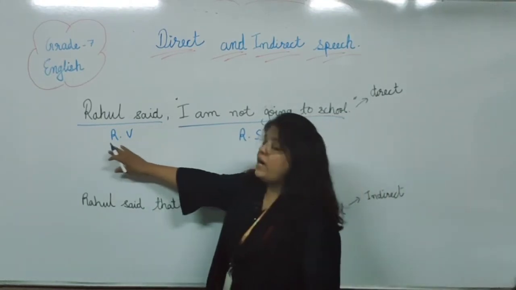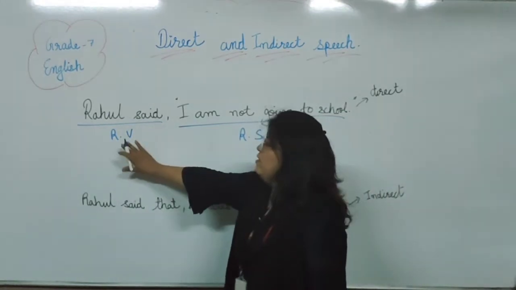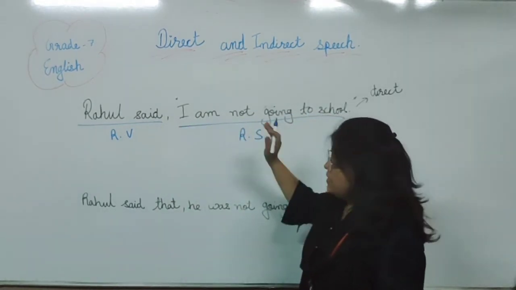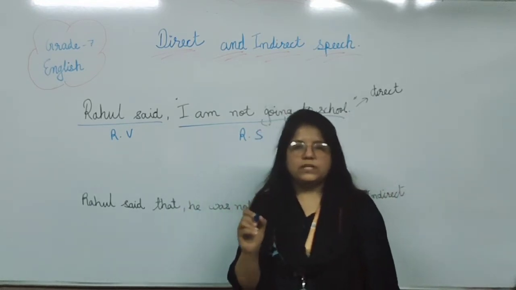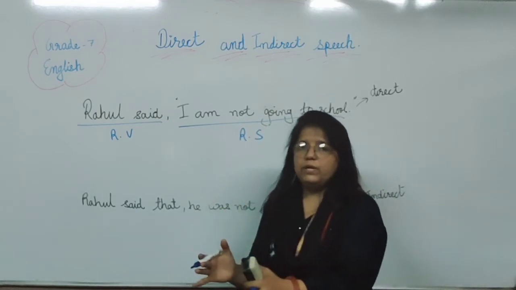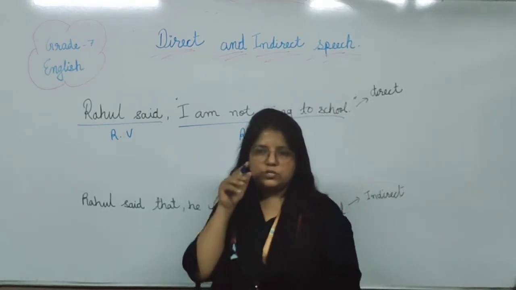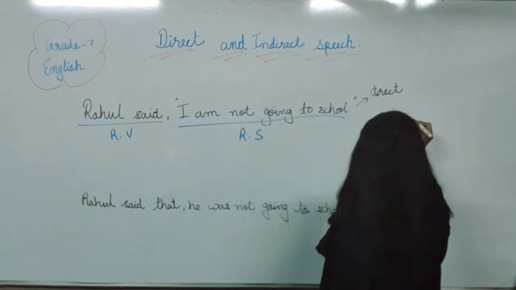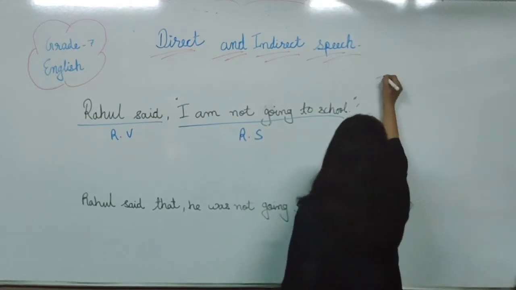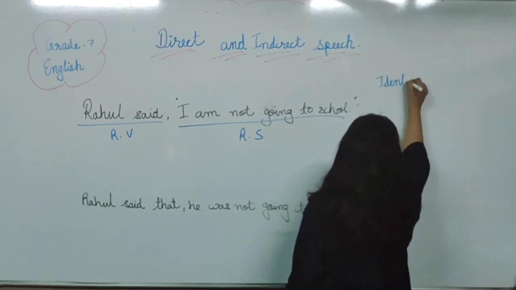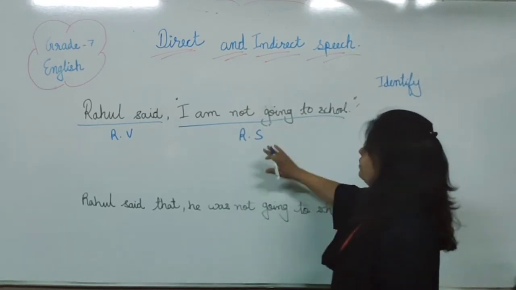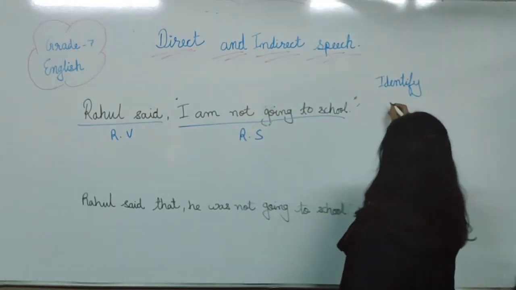First thing, you have to identify the reported verb in the sentence and the reported speech in the sentence. In spite of that, there are many small things that you have to identify in the sentence. If you are able to identify, then only you are able to change it. So first you have to identify, then you have to change the tense of the sentence.